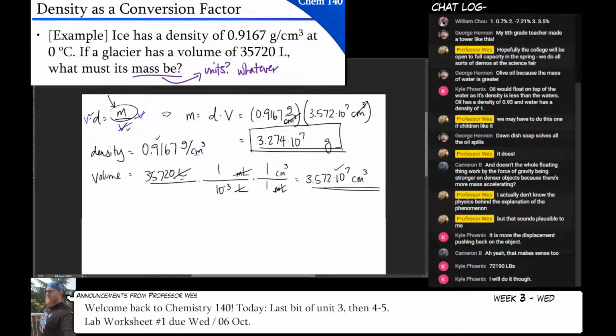If you did it in kilograms, it'd be 10 to the 4. If you did it in megagrams, for some reason, it'd be 10 to the 1. And if you did it in nanograms, well, good for you.